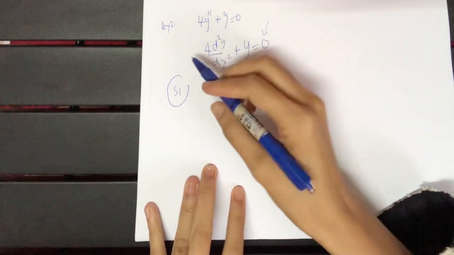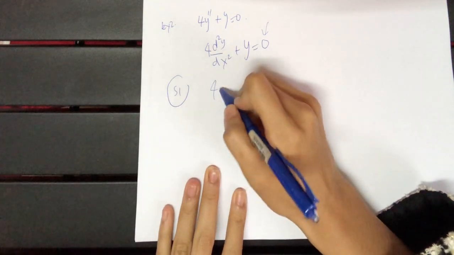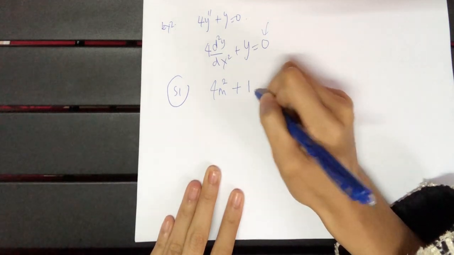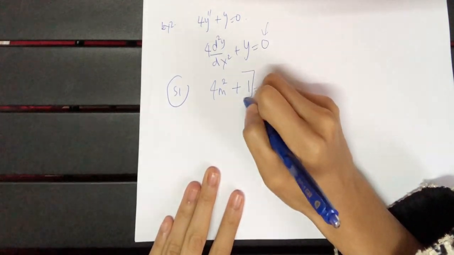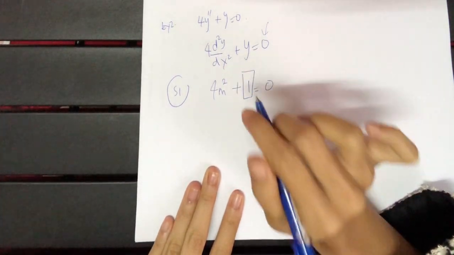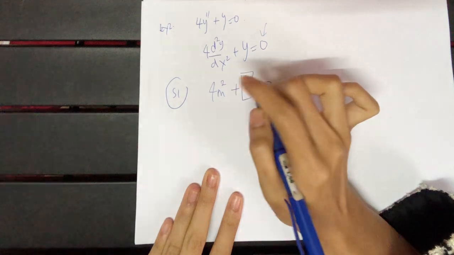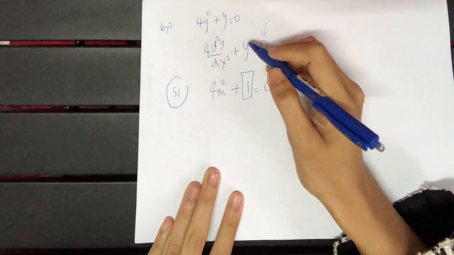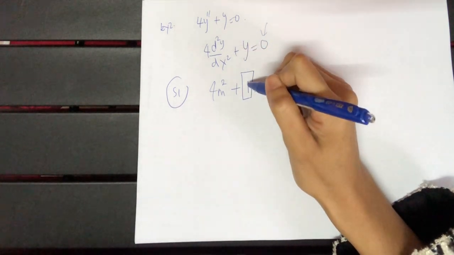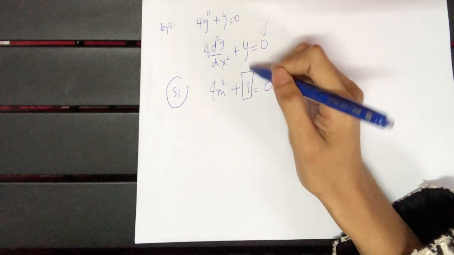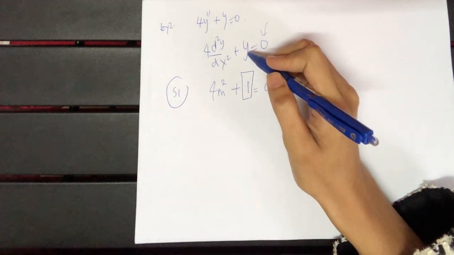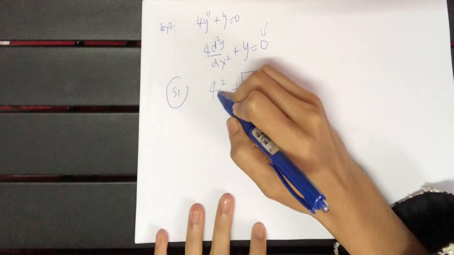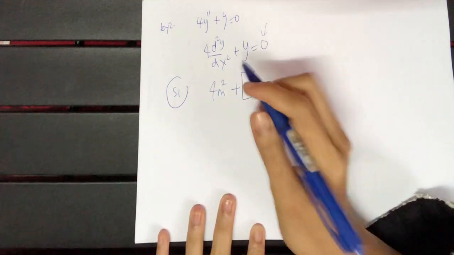Okay, then step number 1, you write in terms of characteristic equation, so it becomes 4m square plus 1 equal to 0. I guarantee most of you, I hope not, I hope it's only minor. But I just want to highlight here, many of you will write m here. There's no m, okay, because this is y, not dy/dx. So it's supposed to be 1 here. So your characteristic equation should be 4m square plus 1 equal to 0.